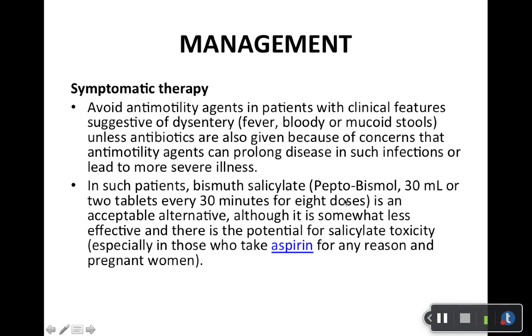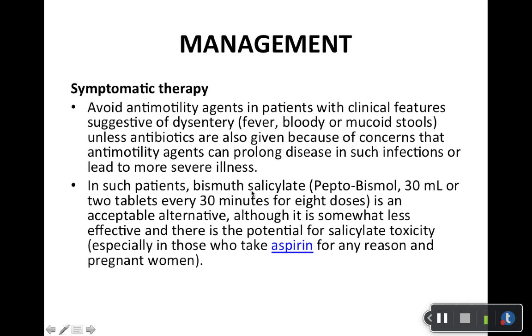On that same note, you should not use these anti-motility agents if a person has dysentery. You remember that definition from earlier. So that is something you need to be more cautious with. And in those patients, you can maybe go with the bismuth subsalicylate. Hopefully, you'll remember that from previous lectures. That is the Pepto-Bismol. So that can be something that is good to use.